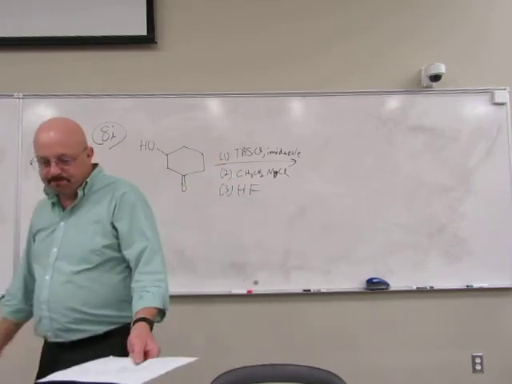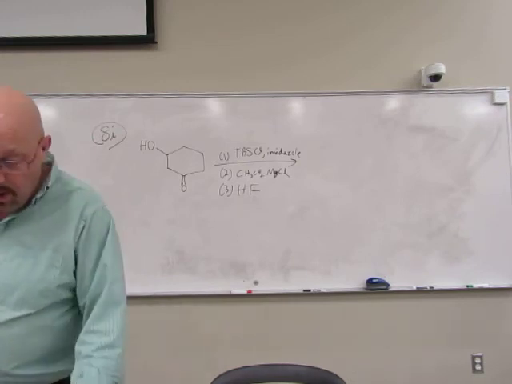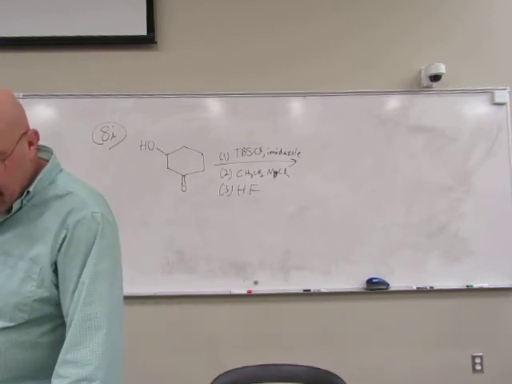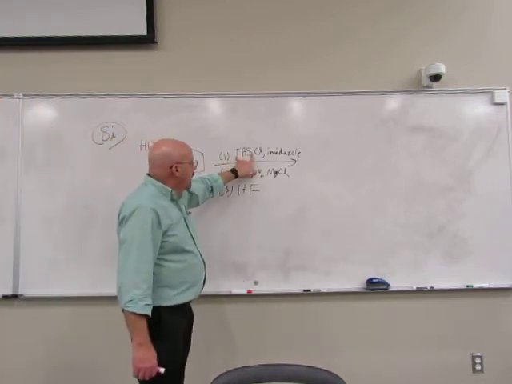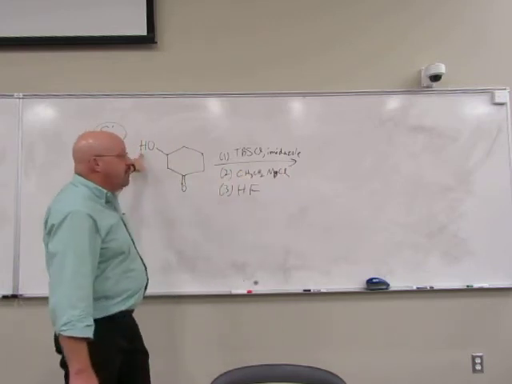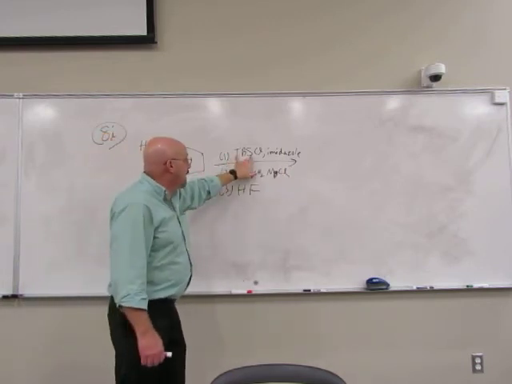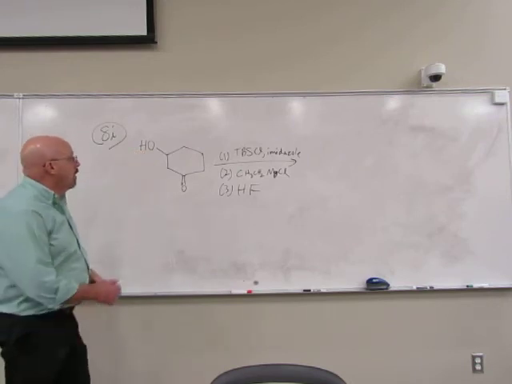Okay, our next one. First step, I have TBS chloride. That is our protecting group, if you recall. This TBS is a protecting group. Imidazole is a weak base to help get rid of the hydrogen off the alcohol, but this is going to protect the alcohol. That's putting a protecting group on.